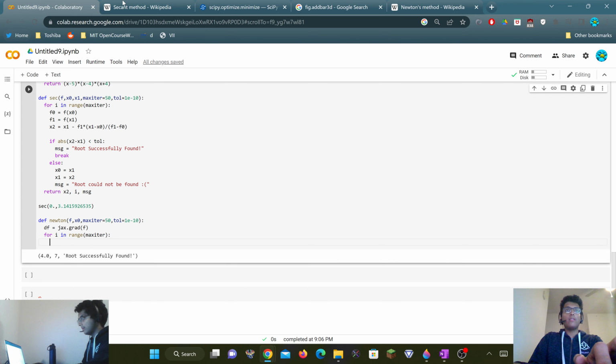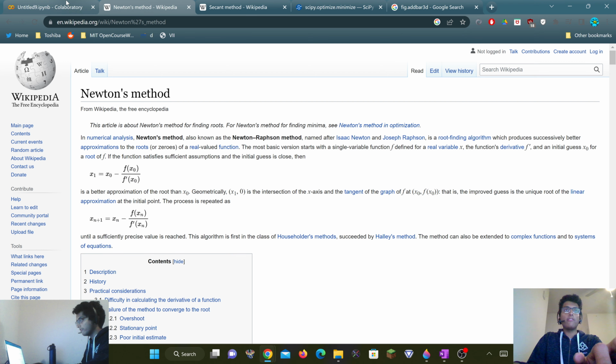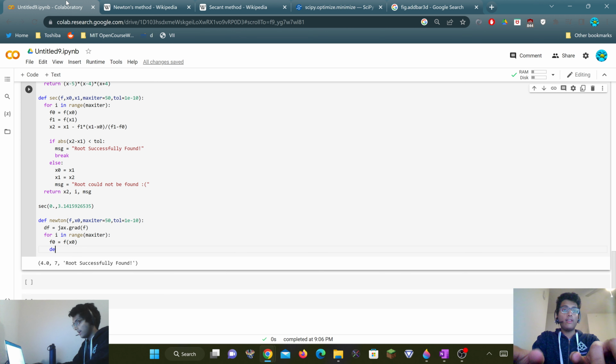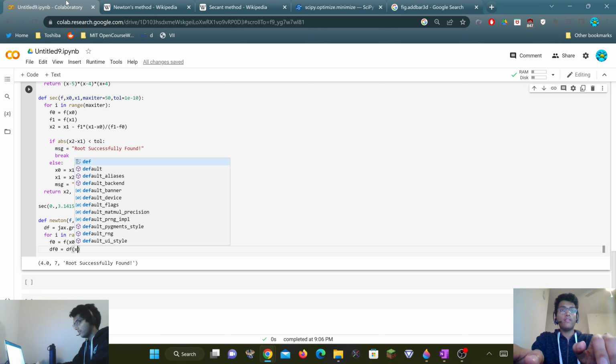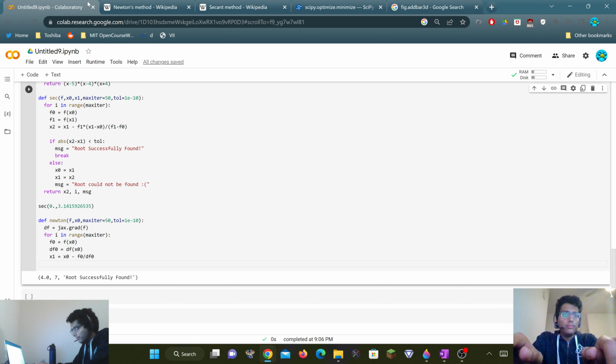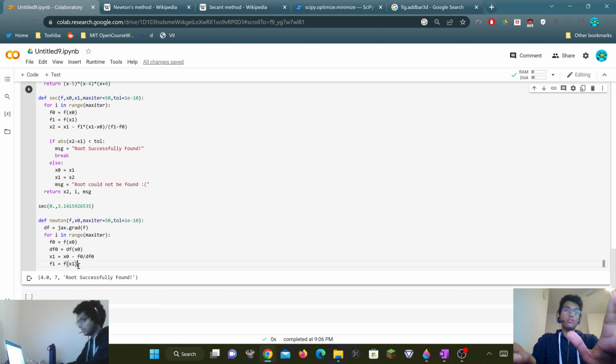and then so what values do we need? Let me go to Newton's method. We need f of x naught and f prime of x naught, right? So we're going to say f naught equals f of x naught, df naught equals df of x naught, right? And then x1 equals x naught minus f naught over df naught. And then I'm going to say f1 is just f of x1, right? And basically f1 should be 0, right? Because x1 is the 0 value.